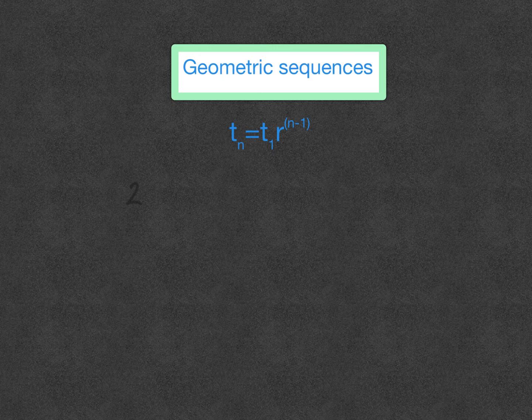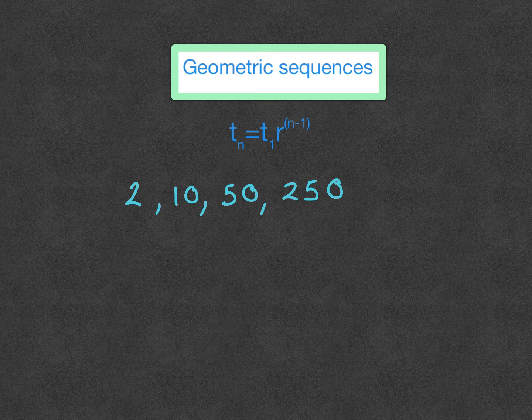I better change my pen colour. Let's look at the numbers 2, 10, 50, and 250. Now, what is the pattern between all of these numbers in this sequence?